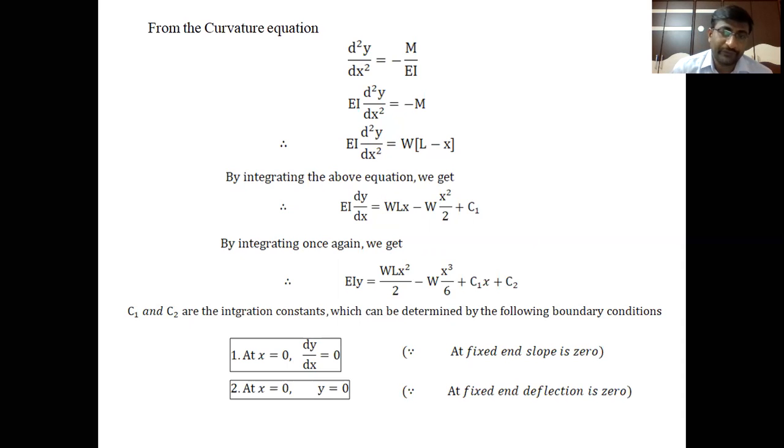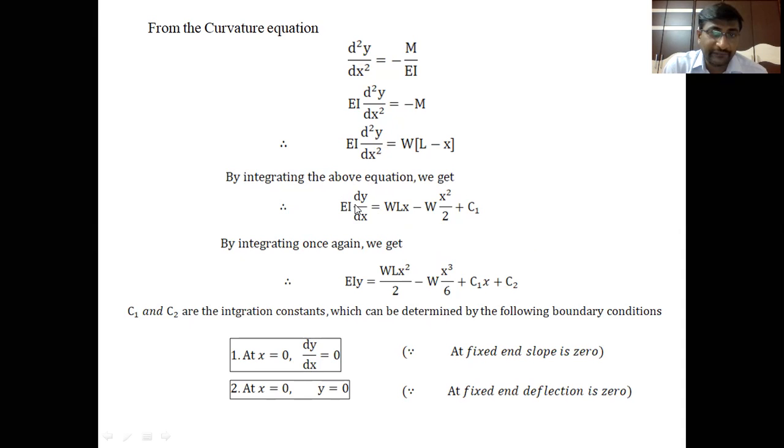C1 and C2. Upon substitution of the first boundary condition, in which equation can we substitute it? This boundary condition can be substituted in the slope equation only, because we know the slope condition at a fixed end. Slope is 0 at the fixed end. Therefore, whenever we substitute the x value as 0, dy by dx is also 0. So the dy by dx equation is this, the slope equation in terms of C1.